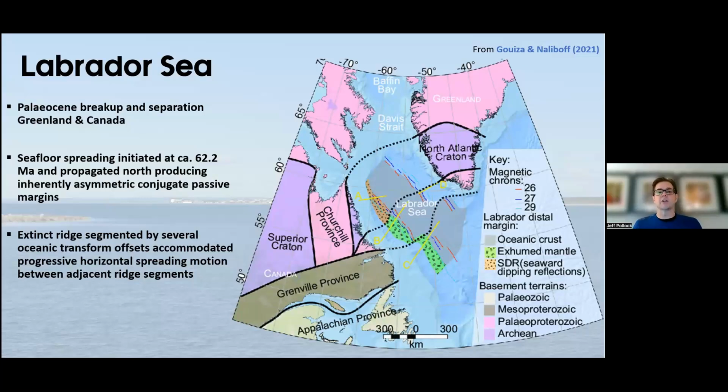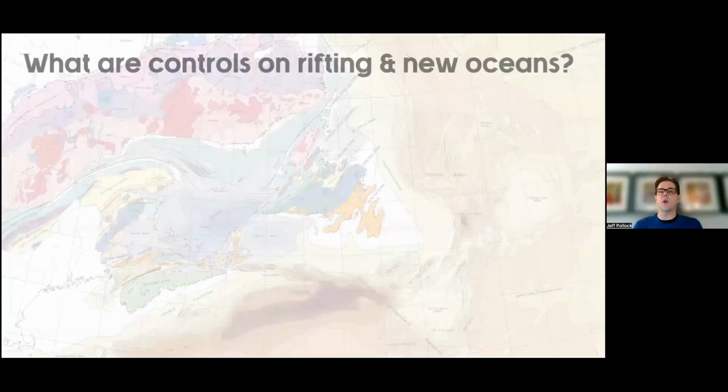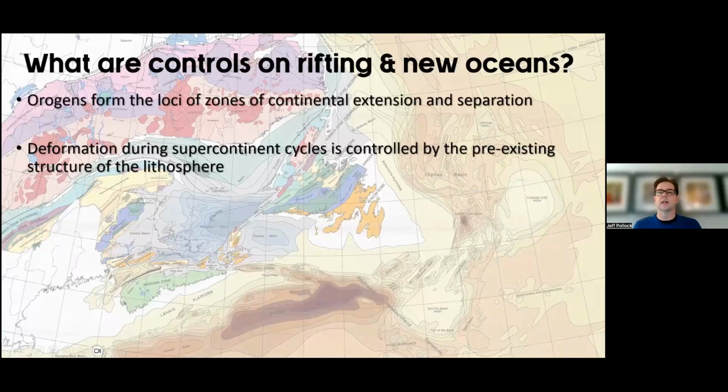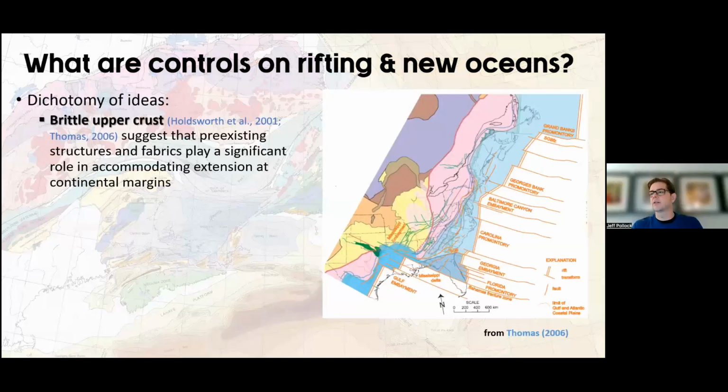So the question to look at really is, what controls rifting in new oceans, especially in this area? And I don't think it's entirely fortuitous that new oceans form on old mountain belts. It's been long recognized. But what is it that controls that? It's something in both Wilson cycles and supercontinent cycles. It has to be structures in the lithosphere. And there's really two kinds of ideas of thought on that.